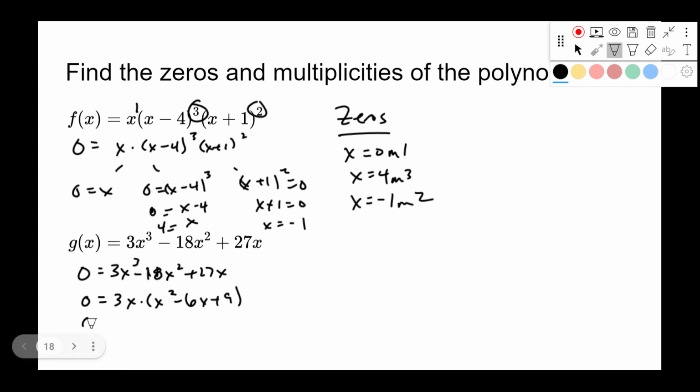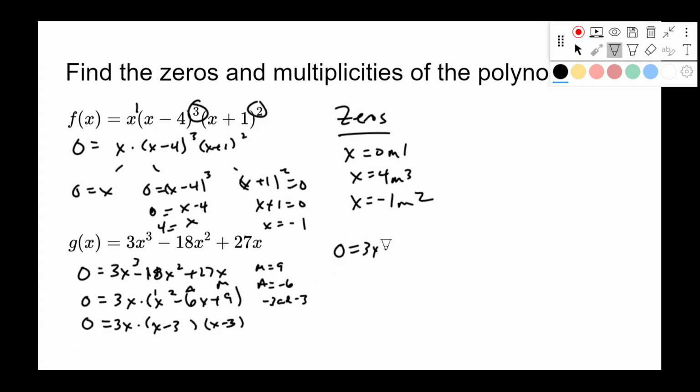Okay, so now let's factor x squared minus 6x plus 9. It's a 1A. So we've got to find two numbers that multiply to be 9 and add up to negative 6. So negative 3 and negative 3. So that's x minus 3 times x minus 3. Or we could write 0 equals 3x times x minus 3 squared. That's going to be important for our multiplicities.